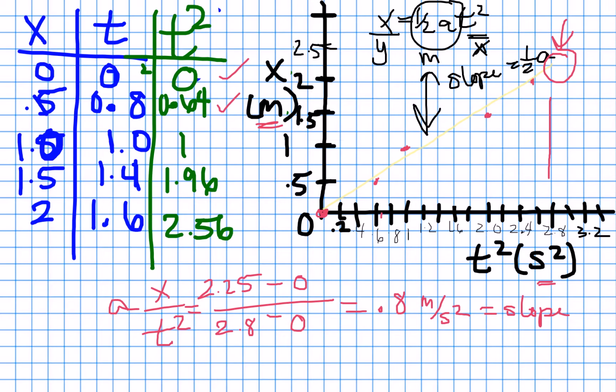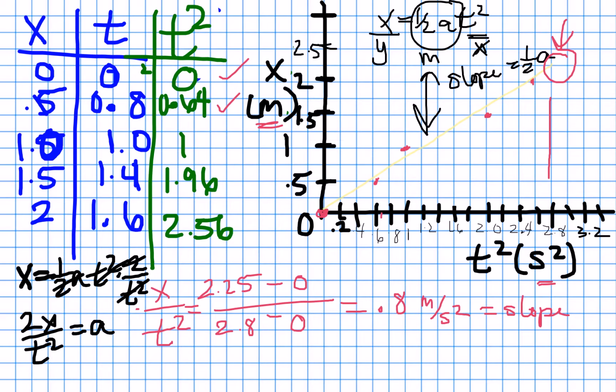And I'm going to erase this. And if we then solve this for a, so by solve for a, I mean, x equals 1/2 a t squared. So move everything else over. So it means 2 on top, t squared on bottom. These cancel. We get 2x over t squared equals a.